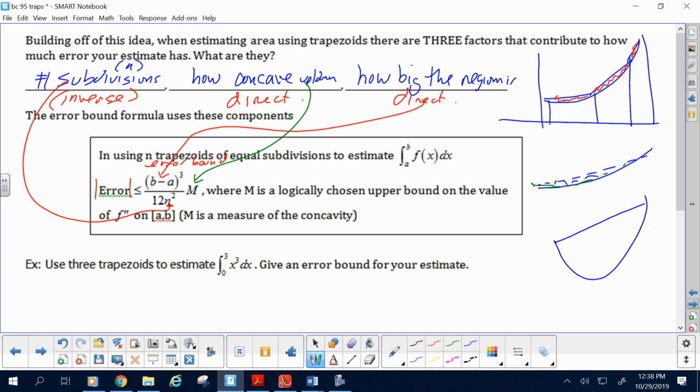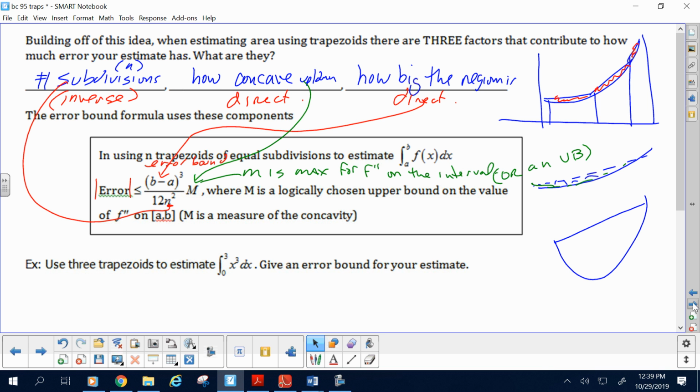And the concavity is really a measure of, well, the concavity is usually changing all over the place. So we use what's called M, which is the greatest possible concavity measure in the interval, or in some cases a logical upper bound. M represents a maximum. M is a max for the second derivative on the interval. And would you parenthetically write that after that, or an upper bound?